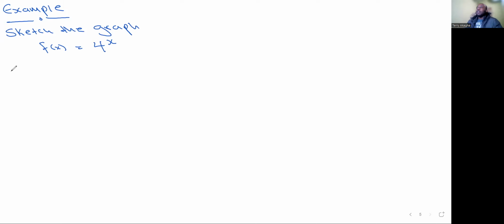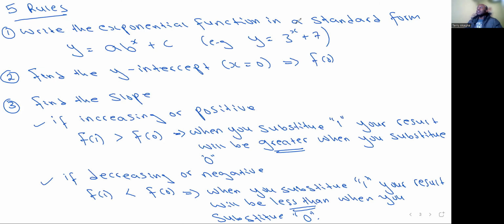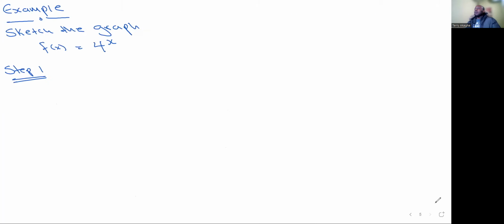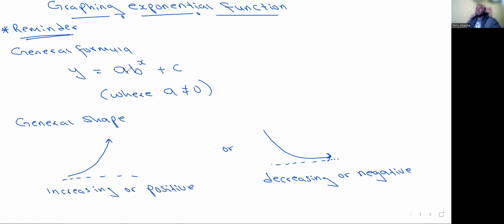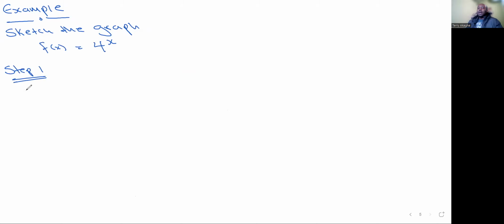So now let's start with step 1. What is step 1? We're told to write this in the exponential standard form, all right? So we have to rewrite it in the standard form. I remember the standard form for this is a b^x plus c. So that means we're going to have y equal to 4^x plus 0. Are you seeing it? So in this case, our a is 1, our b is 4, and our c is 0. So we're putting it in the standard form.